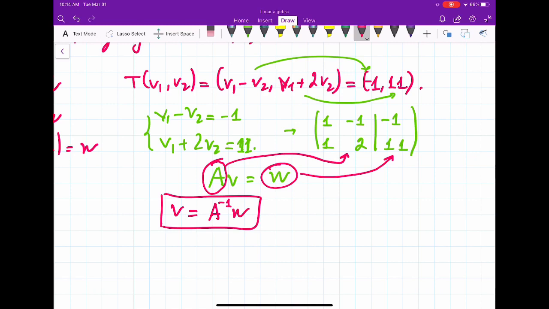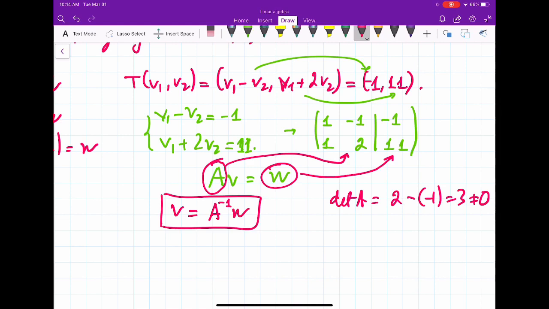But we can check that the matrix is invertible, right? In this situation. Not always, but in this situation. Because the determinant of that matrix is what? The determinant of A is equal to 2 minus negative 1, which is 3. Not 0. The matrix is invertible. So vector W has a pre-image.